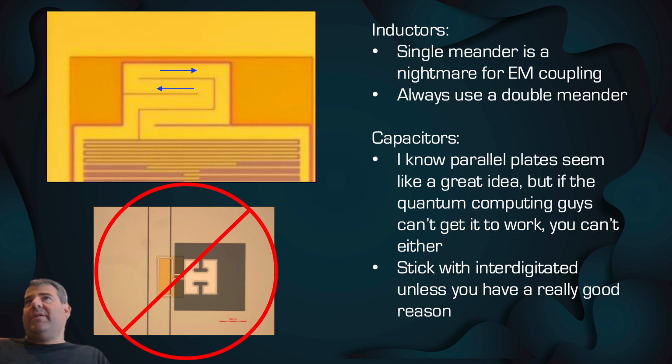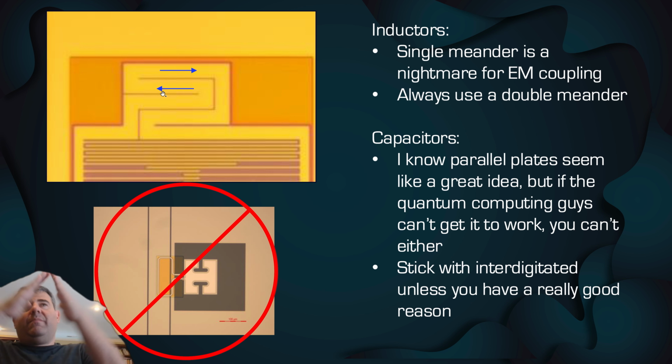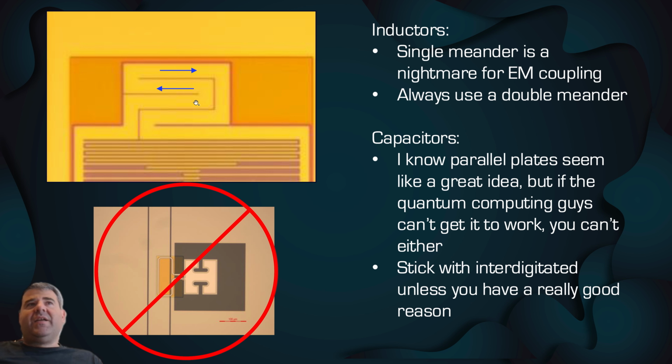All right, so what about inductors? A lot of times people just want to take a meander and go straight back and forth. This is really a nightmare for electromagnetic coupling. You really want to make a double meander, where you take the wire, bend it in half, and then meander it. The reason for that is that there are currents flowing in these wires which create magnetic fields. So by having, right next to one current, another current going the opposite direction in the double meander, this cancels out the magnetic field mostly and reduces the electromagnetic interaction of one resonator to the next.